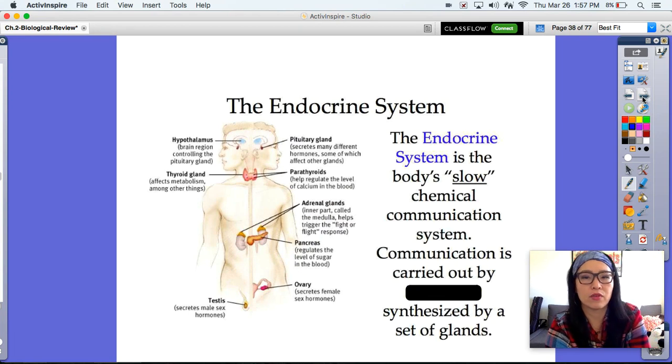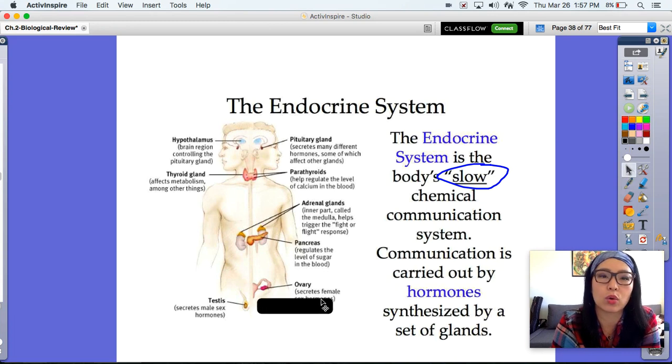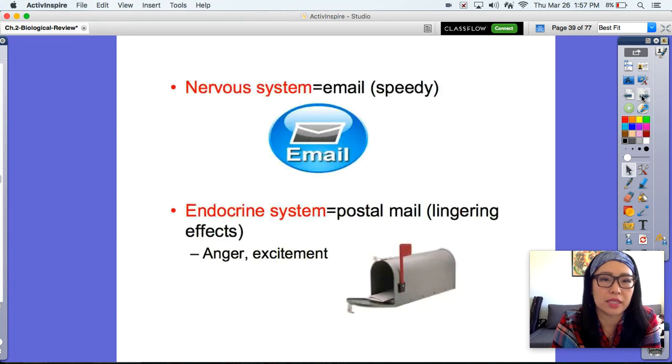All right, and then we have your endocrine system. The endocrine system is going to be way slower than the nervous system, and communication is carried out by the hormones. Alrighty, so if the nervous system is kind of fast like an email, the endocrine system is more like snail mail, and it's going to take a while for it to work.